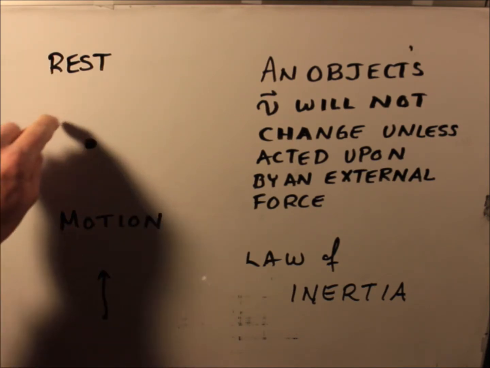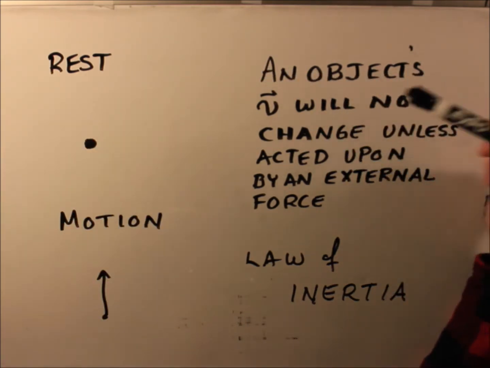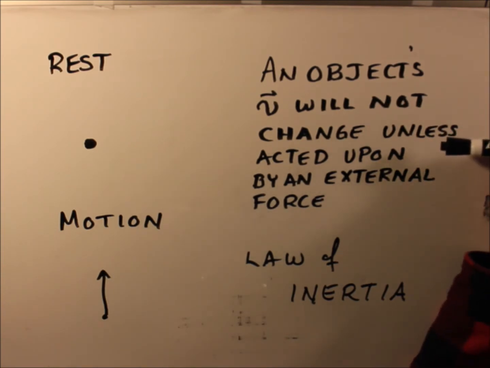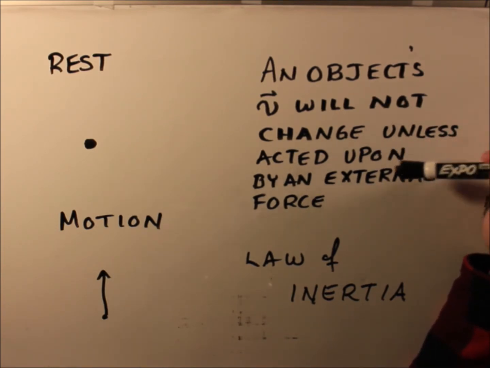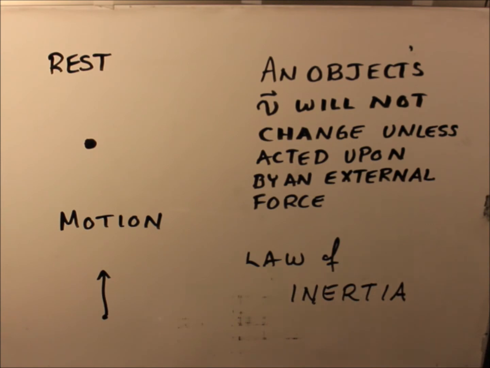An object's velocity will not change unless acted upon by an external force. Now let's remember when we deal with vectors, a vector is both a magnitude and a direction. And so for the velocity to be constant, the direction and the magnitude must both be constant at all times.